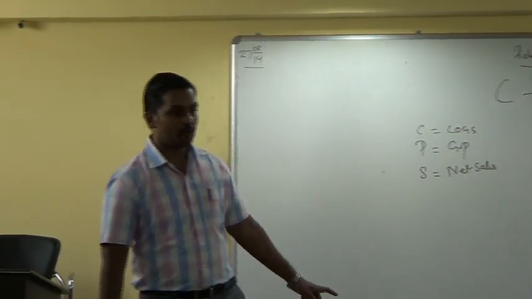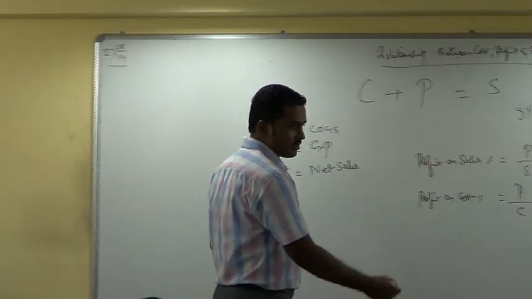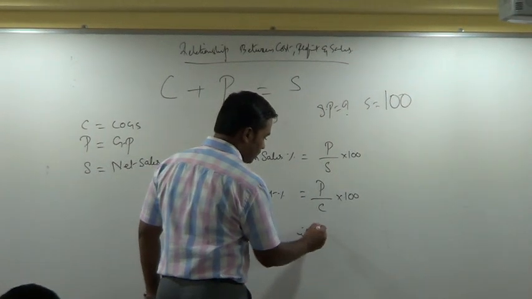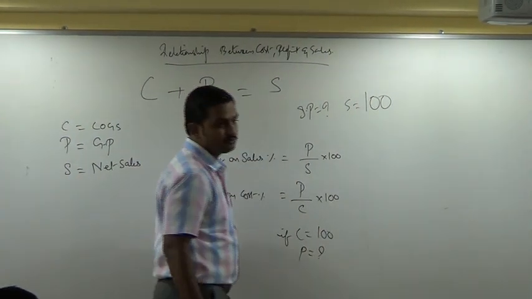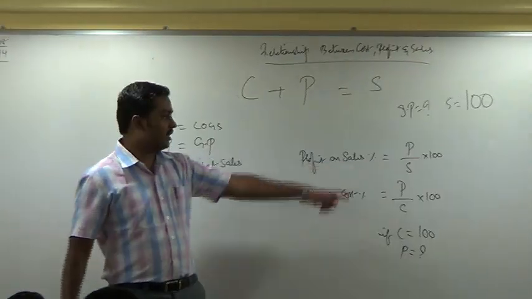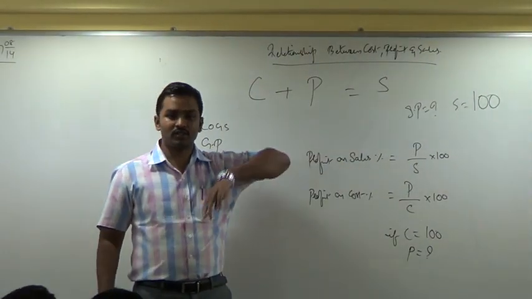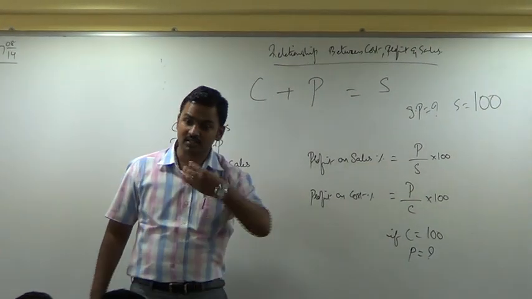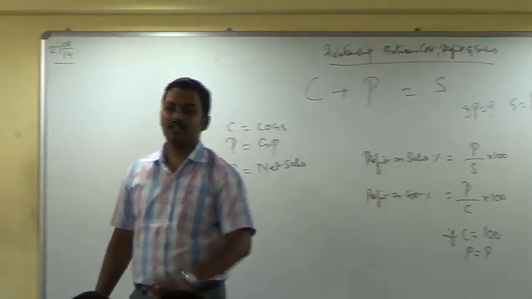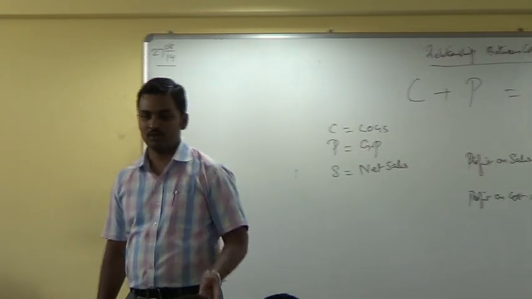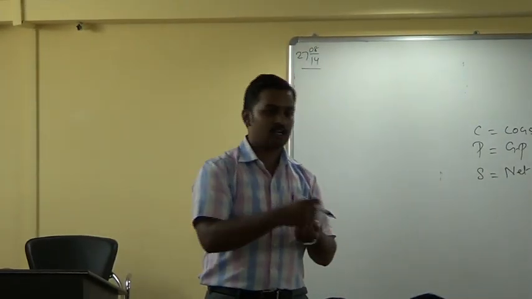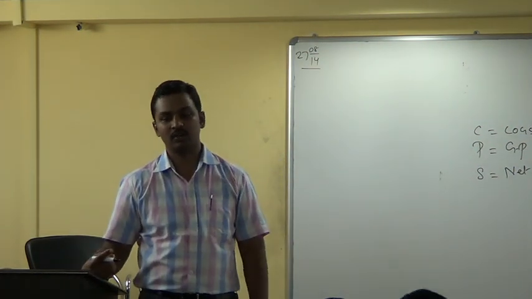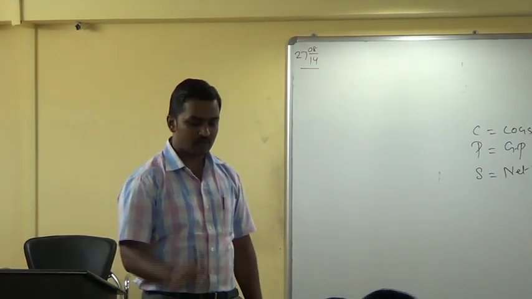Now this formula will help you to know, if cost of goods sold is 100, what is gross profit equal to? Here, if sales is 100, I want to know what is gross profit. Here, if cost is 100 rupees, how much am I going to get as gross profit? That is what I want to know. So I am expressing profit as a percentage on sales, or as a percentage on cost. Easy? No problem.